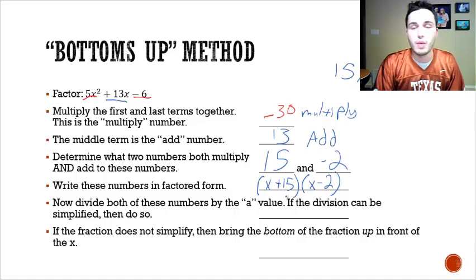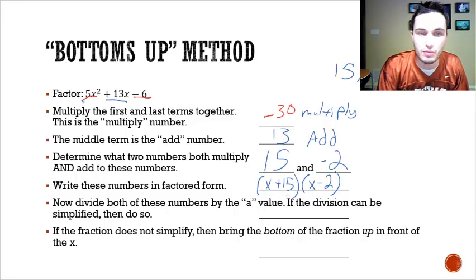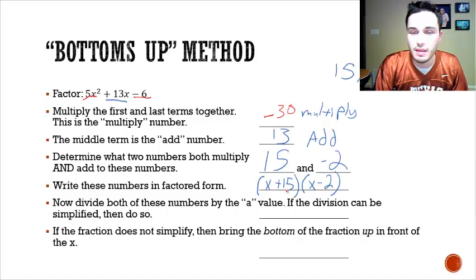Now, we have one really big major step to do next, and that's to take this original a value, which was 5 here, and I need to go back and divide the 15 and the negative 2 by that 5. So x plus 15 is being divided by 5, and x minus 2 is being divided by 5.